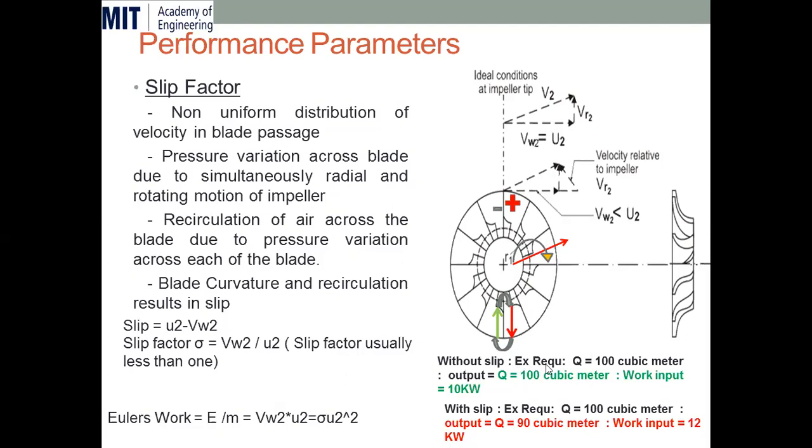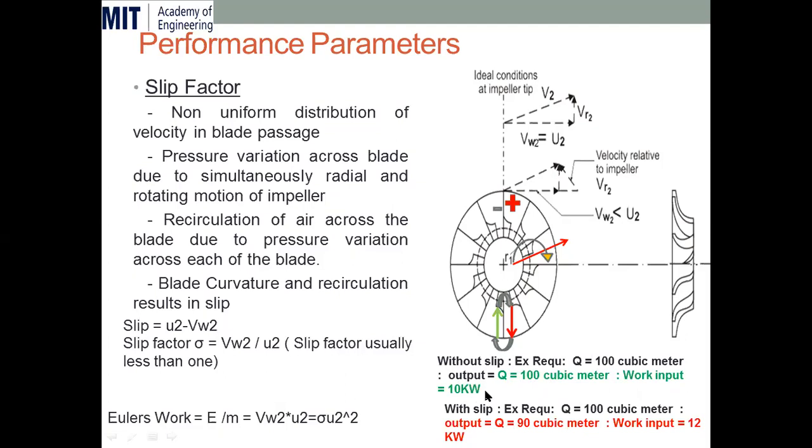For a particular application, the requirement of compressed air is Q equal to 100 cubic meters per second. So at the output you should have Q of 100 cubic meters, and for that 100 cubic meters of air, let's say the work input is 10 kilowatt. If there is no slip, you will get the output from the compressor of 100 cubic meters, and just consider the work input required is 10 kilowatt.